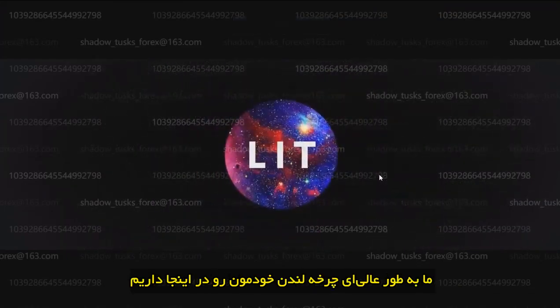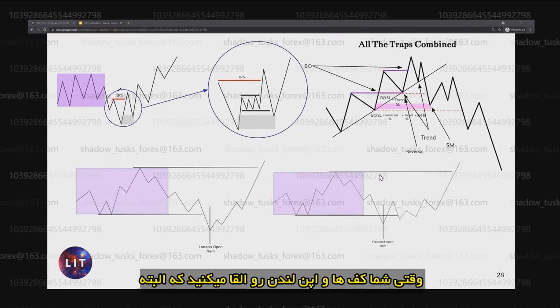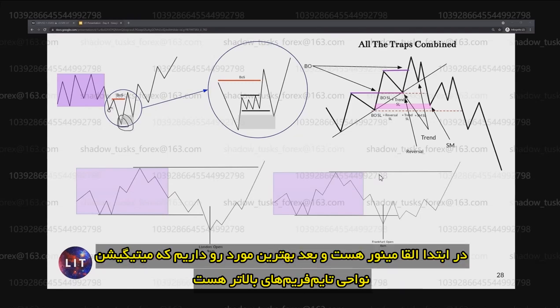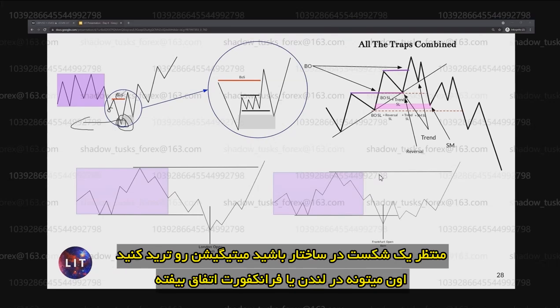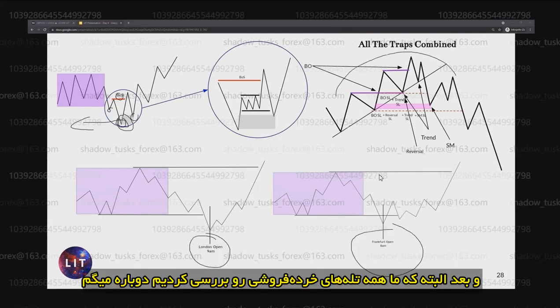We have our London cycles in here perfectly when you induce low at London open. Of course, minor inducement first, then best case mitigation of higher time frame areas. Wait for a break of structure. You trade the mitigation, which can happen in London or Frankfurt. Just be aware of those. Then, of course, we covered all the retail traps.